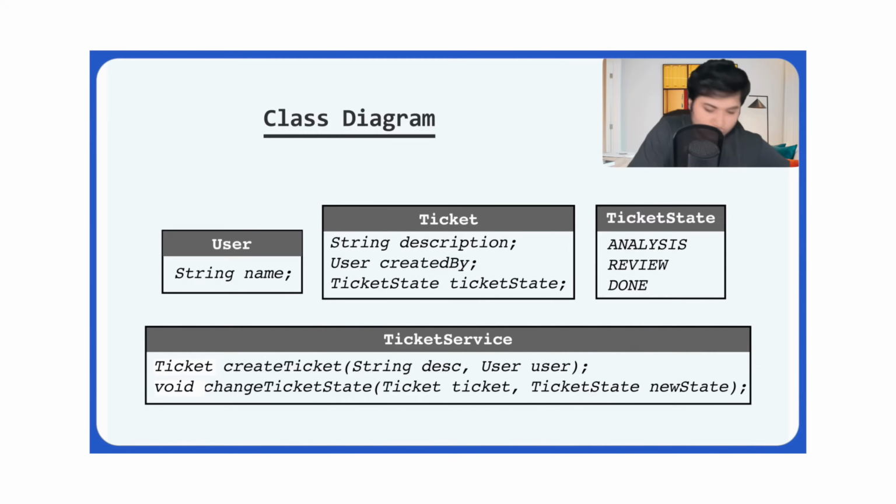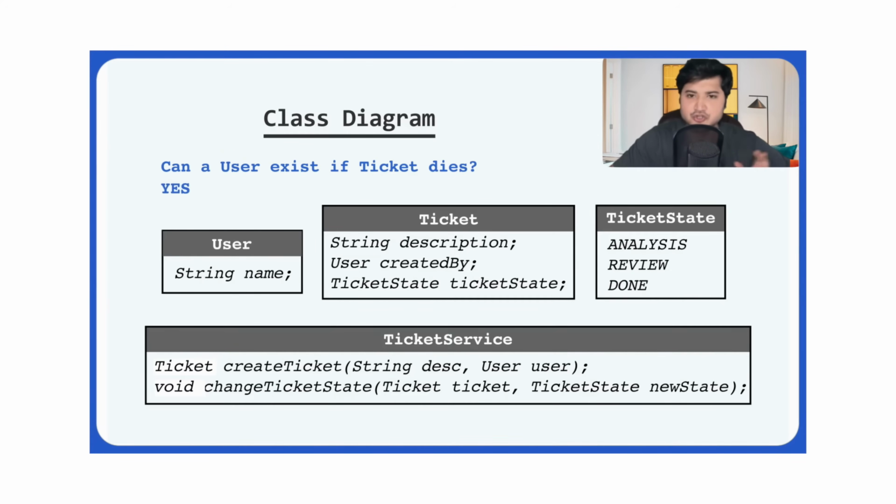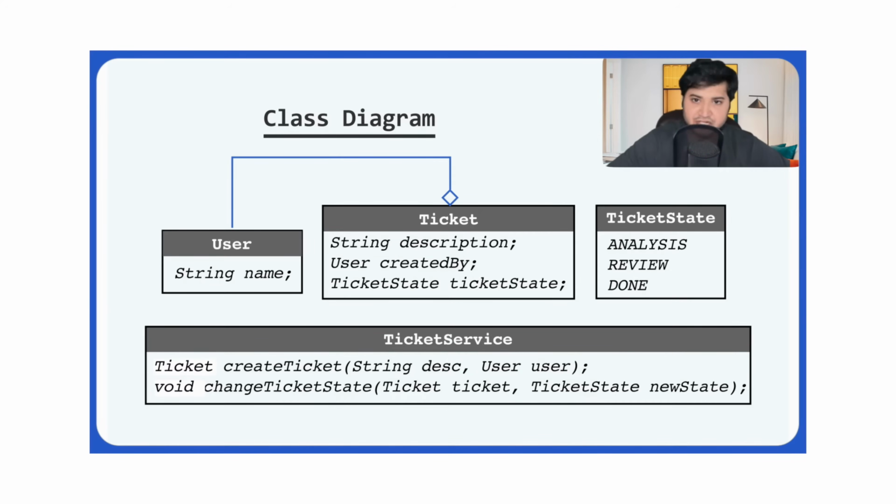Oh, sorry, we forgot to make relations here. So a ticket is going to have a user, right? So what is the relation between a ticket and a user? Can a user exist if the ticket dies? Yes. So there is aggregation, not composition. This should be the relation between ticket and a user previously.